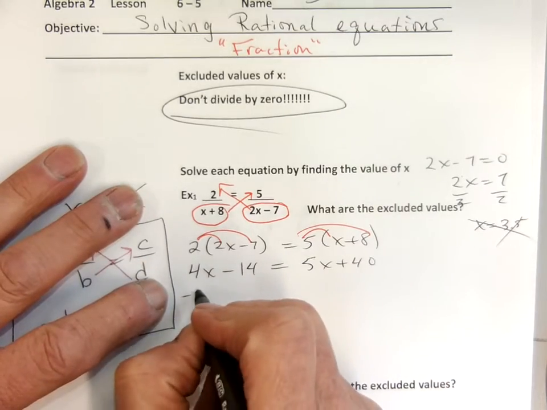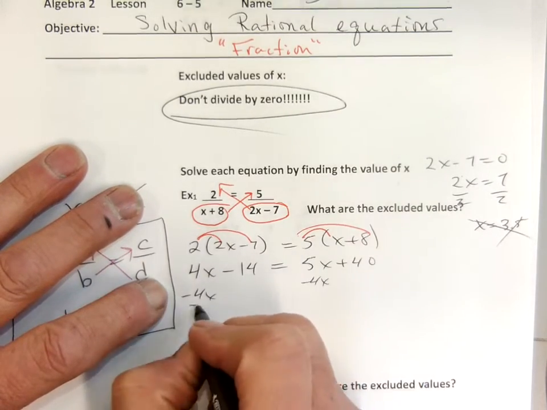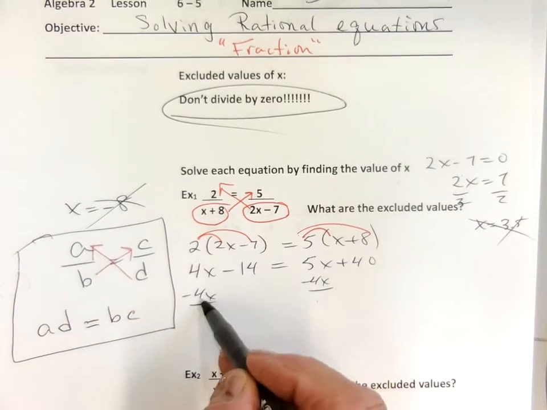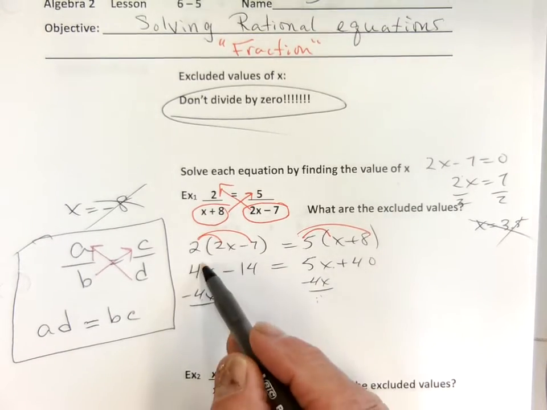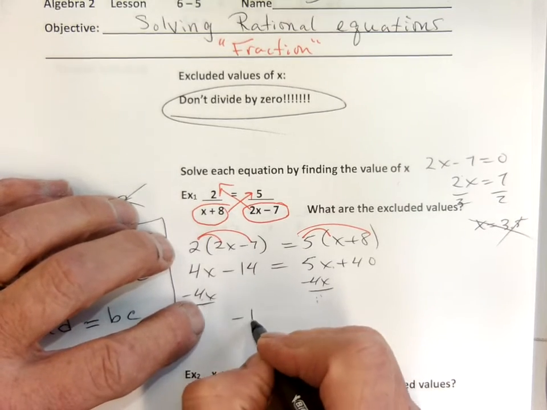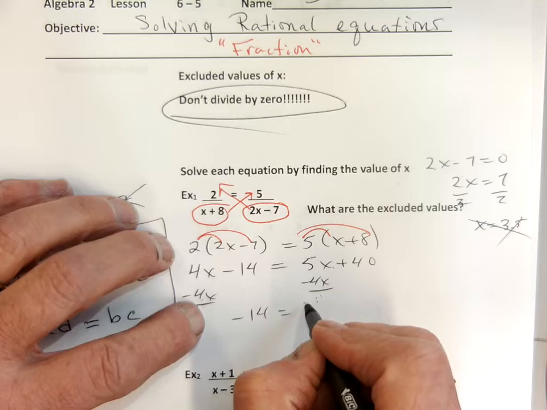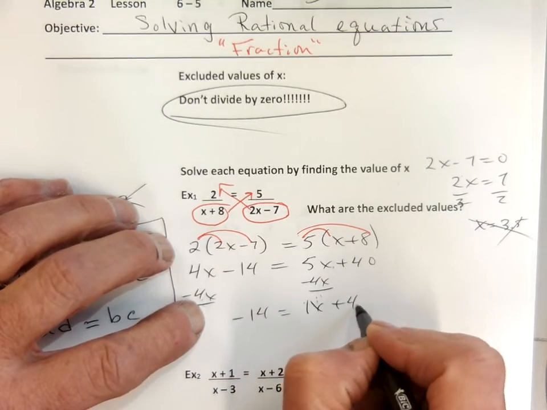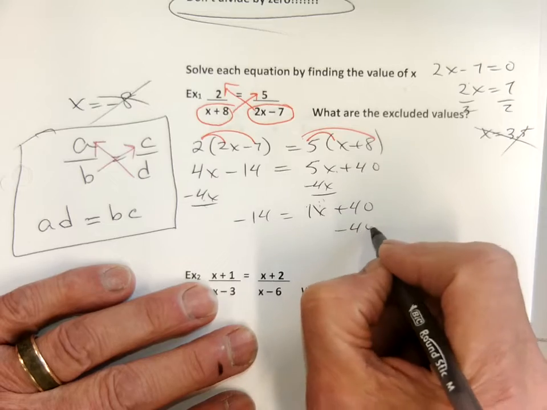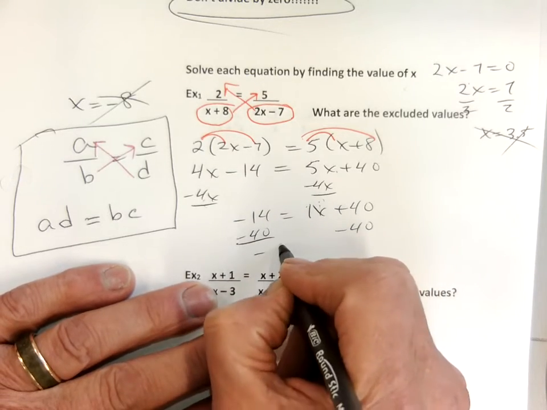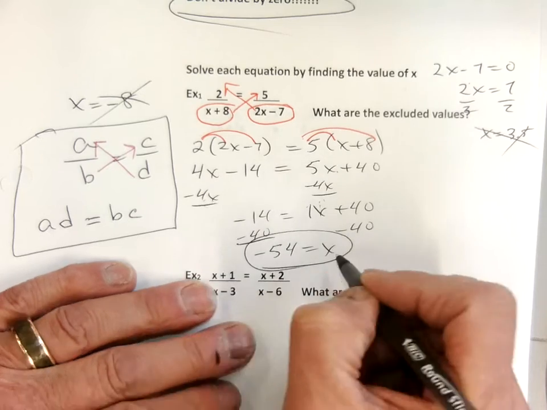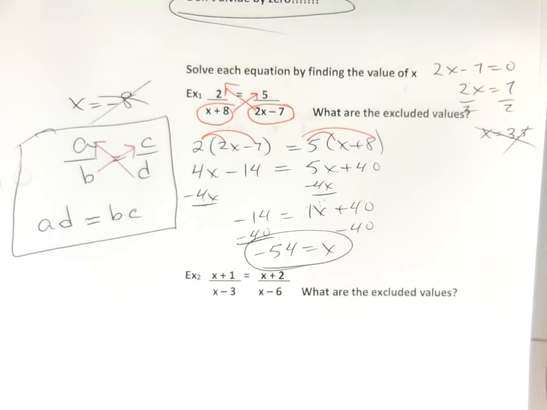I'm going to go minus 4x. I like to get rid of the smallest x first. It helps with negatives. You could minus 5x, that's fine. I don't like negative values if I can avoid it. So x plus 40, which is the same thing as x, minus 40 minus 40. We did this in our warm-up, right? We got negative 54 equals x. Well, negative 54 is not negative 8, and it's not 3.5. I'm going to keep that answer. That's my answer. If it was negative 8, they throw it away, right?